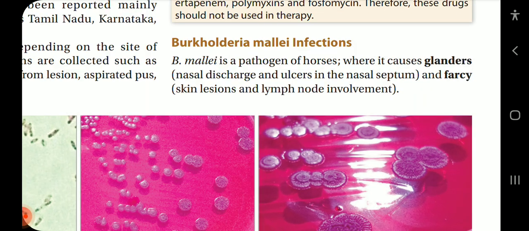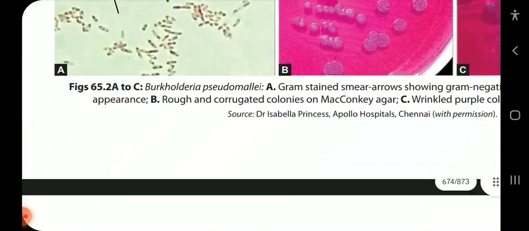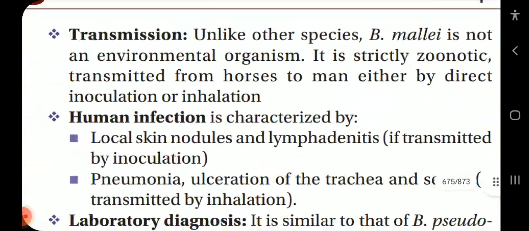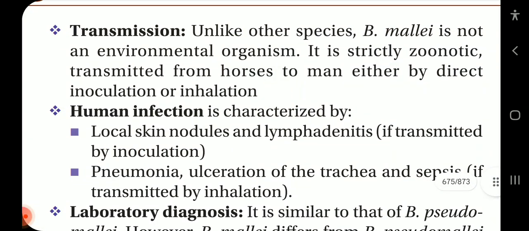Now, Burkholderia mallei infections. B. mallei is a pathogen of horses where it causes glanders, with nasal discharge and ulcers in the nasal septum and pharynx, skin lesions and lymph node involvement. Transmission. Unlike other species, B. mallei is not an environmental organism. It is strictly zoonotic, transmitted from horses to man either by direct inoculation or inhalation.